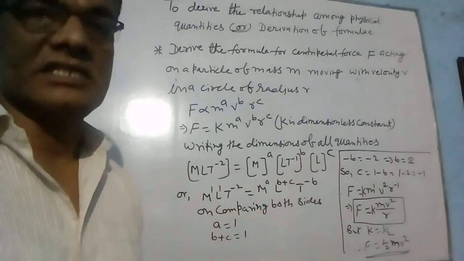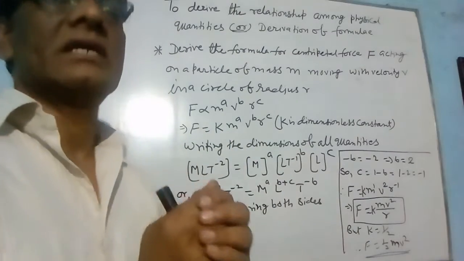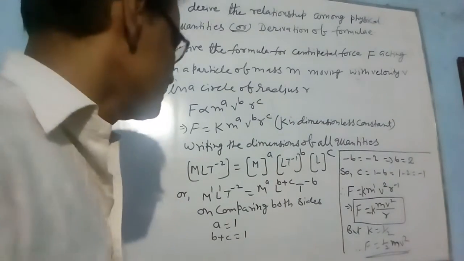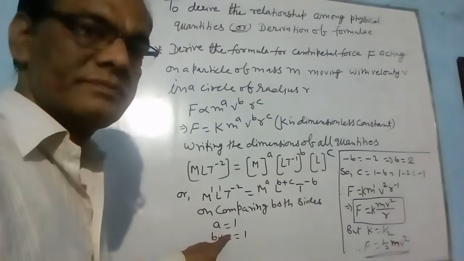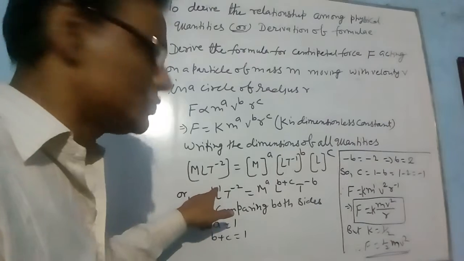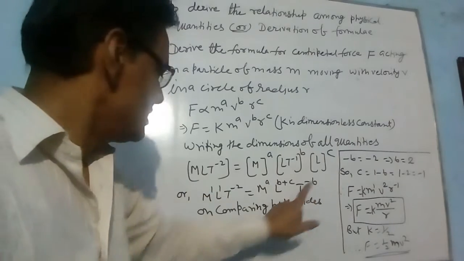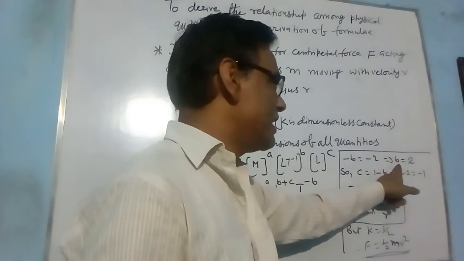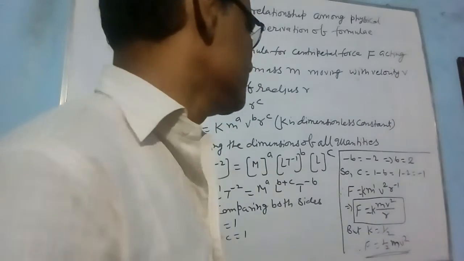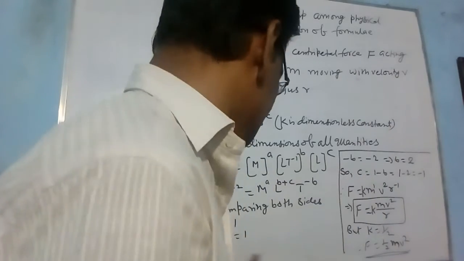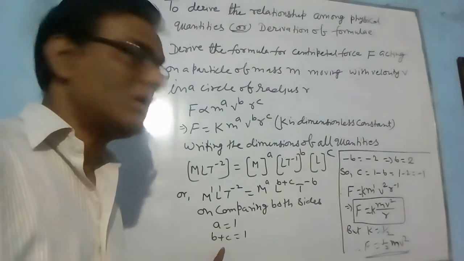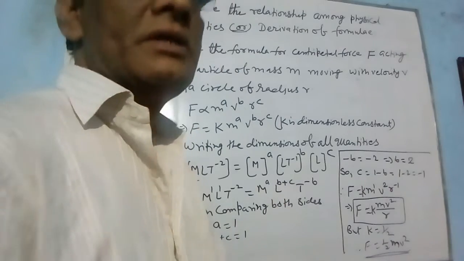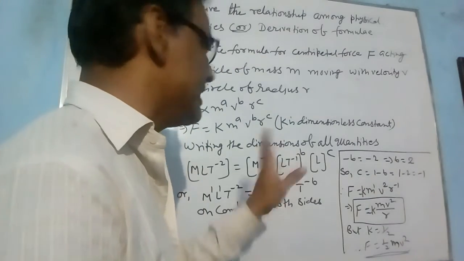On comparing both sides, we will do a comparative study of both sides, and by the principle of homogeneity, as you know, a equals 1. Clear? b plus c equals 1. Minus b equals minus 2. Clear? In this way, we find the value of b equals 2. Putting this value in this relation, we find the value of c and it becomes minus 1. So, in this way, we find the values of a, b and c.